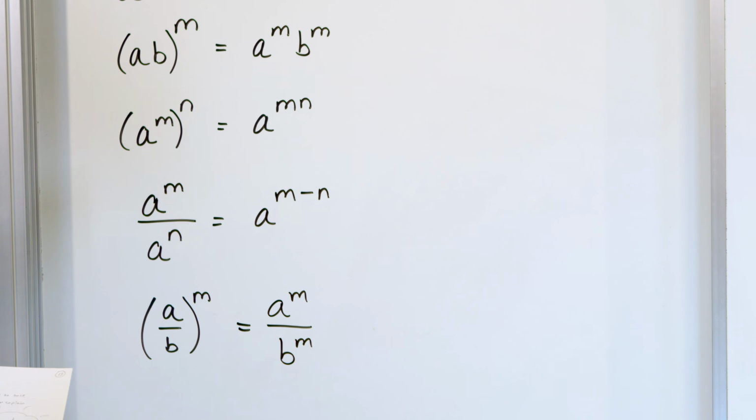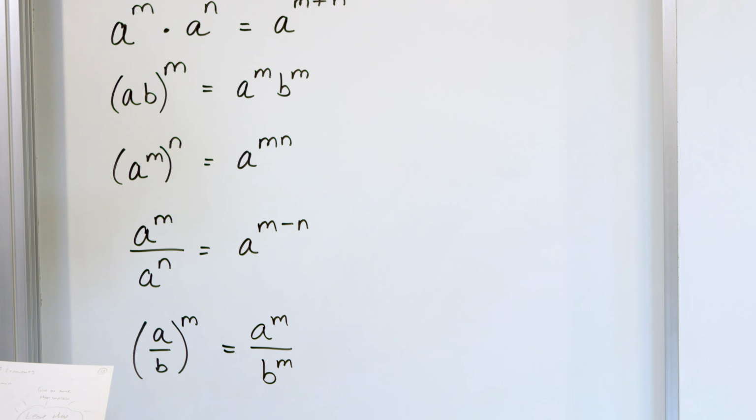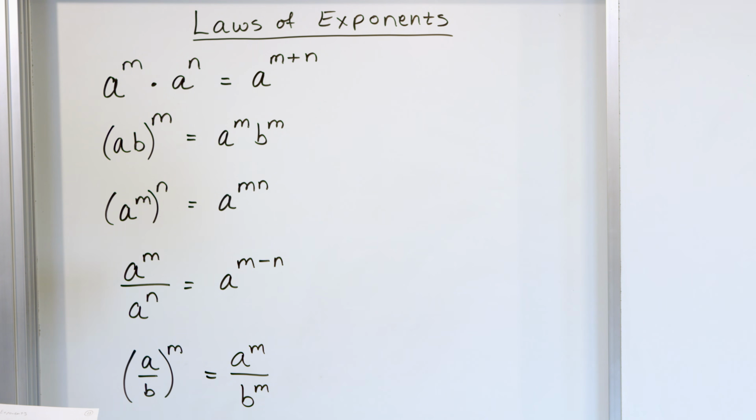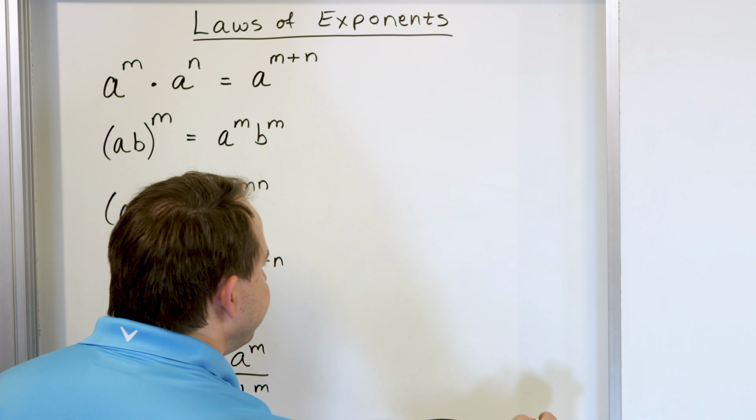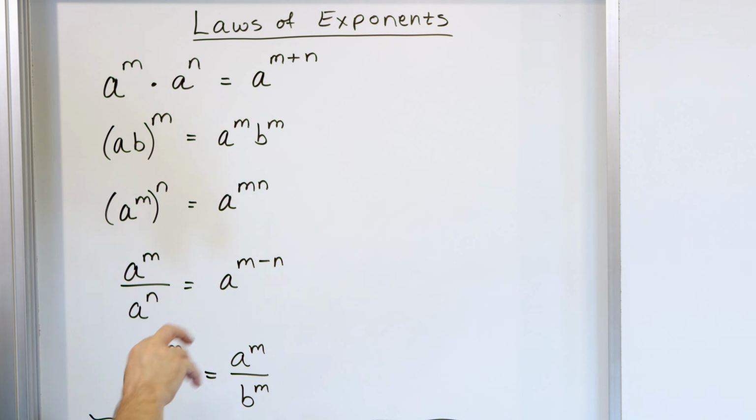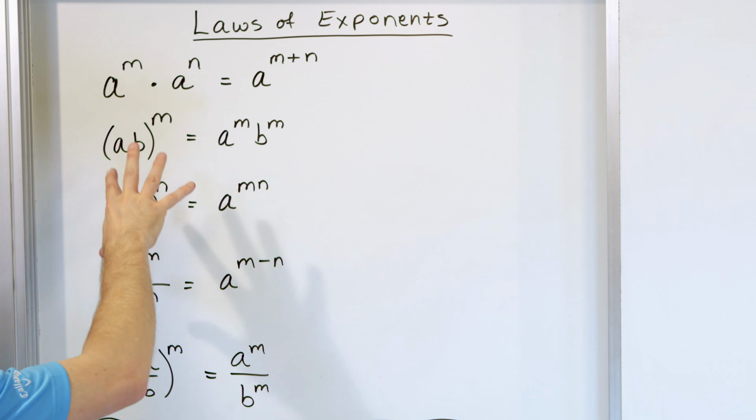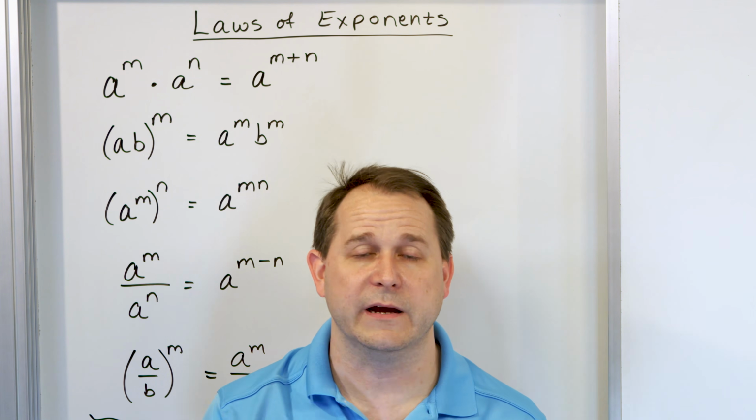So let me just double check. We have m plus n, we have mn, we have mn, m minus n, and m and n like this. All right, so this is what we call the laws of exponents. There's actually probably one more that I'll mention a little bit later. We're not going to use it for a while, but these are certainly the most common things that you're going to run up against.